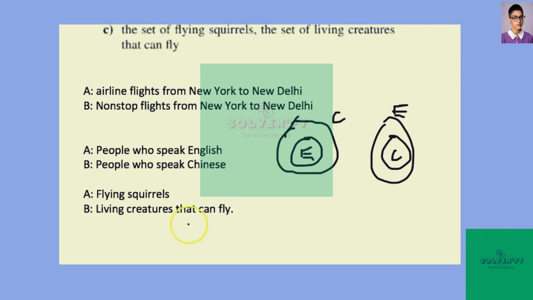Our last one here, we've got flying squirrels and living creatures that can fly. I'm guessing, if I'm looking at this again, going with the Venn diagram, somehow that sometimes helps me. This would be our set B, all the living creatures that can fly. And then, of course, we got our squirrels here that can fly. And so they're going to be a subset of all living creatures that can fly.